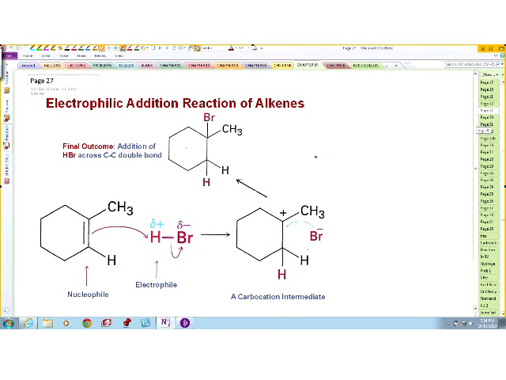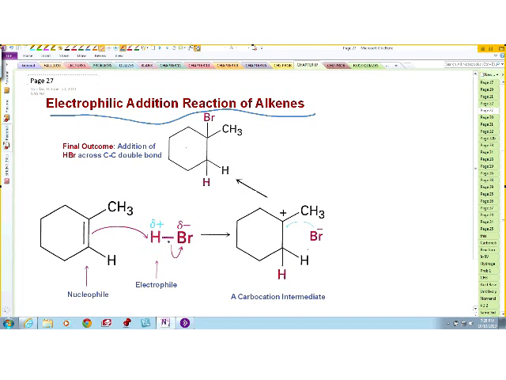Okay. I'm going to come back to that definition. What I just described to you in the sequence of reactions is what we refer to as electrophilic addition reactions of alkenes. In other words, we are adding an electrophile to a carbon-carbon double bond right here. Okay? Look at the mechanism here.